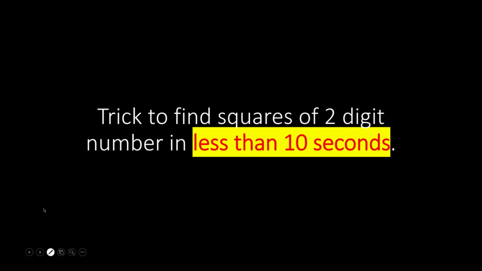In today's video, I'm going to teach you a very interesting trick: how to find the square of any two digit number from 1 to 99 in less than 10 seconds. It's a very simple trick, and if you master it, you can find squares in less than 10 seconds and even in less than 5 seconds.